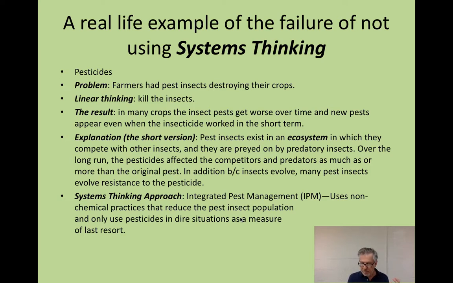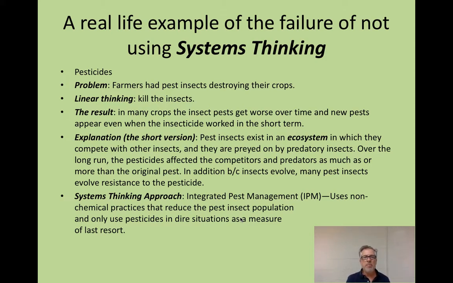Now, the systems thinking approach came up with this idea called integrated pest management, IPM. And IPM uses non-chemical practices to reduce the pest insect population, right? So for example, corn rootworm is responsible for somewhere around 10 to 20% of the insecticides sprayed in the United States. And if you do not grow corn in the same field for more than 2 years in a row, you will not have a sizable rootworm population. So simply by moving your corn from one field to another, you can avoid all that pesticide spray.